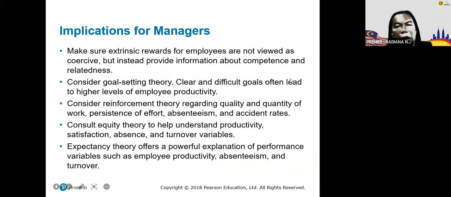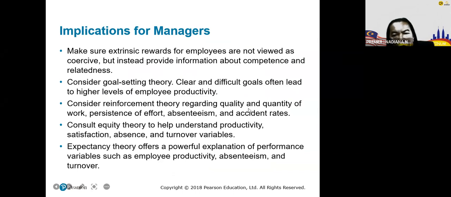Okay. What are the implications for managers? Number one, make sure extrinsic rewards for employees are not viewed as coercive. Coercive means forcing. But instead provide information about competence and relatedness. Consider goal setting theory. A clear and difficult goal often leads to a higher level of employee productivity. If they try to achieve more productivity, they must use goal setting theory.